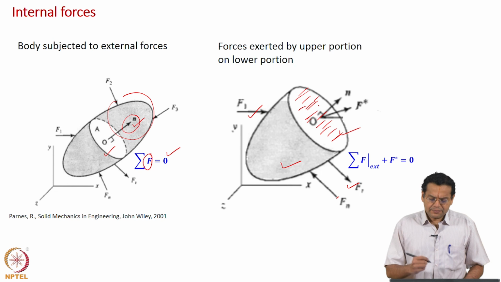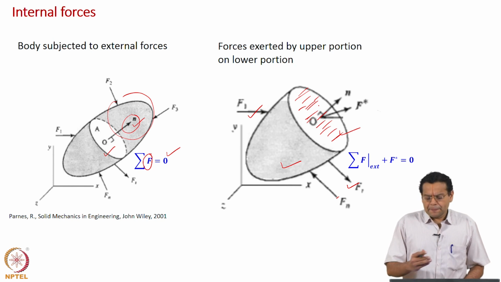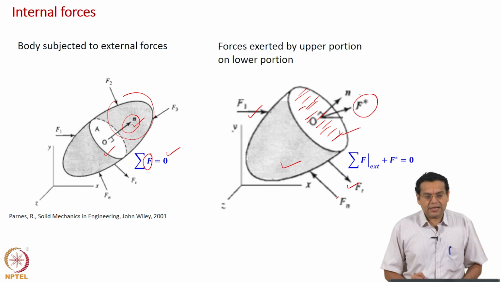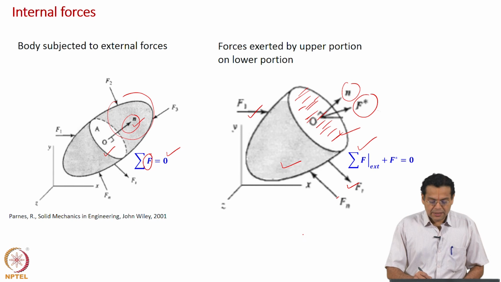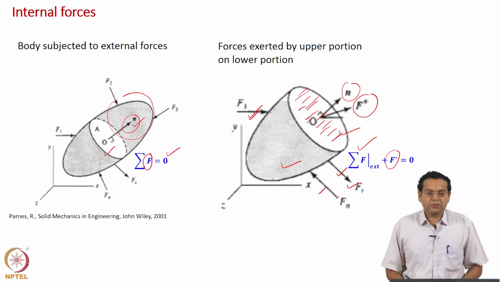Now, we are not going to consider the distribution; we are just going to represent that as a resultant force, which is denoted as F star. Of course, the normal to the plane is shown here, and F star can be at any angle to the normal to the plane. So now if you want to express the condition for equilibrium, the sum of all the external forces, these external forces, plus this resultant force should be equal to 0. This is the equilibrium condition for this lower portion of the object.